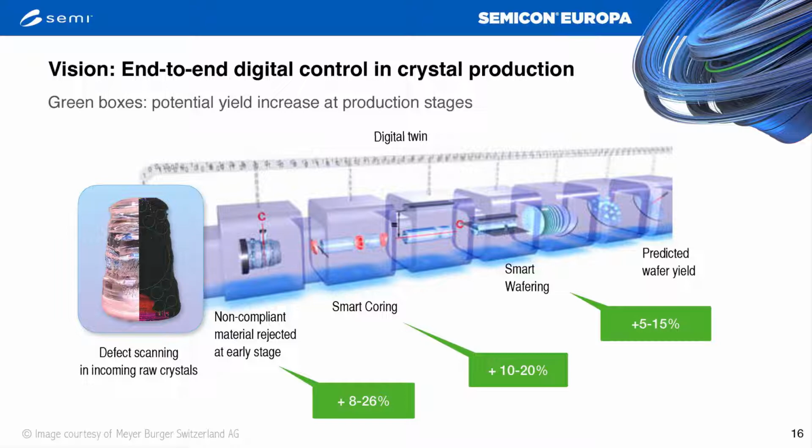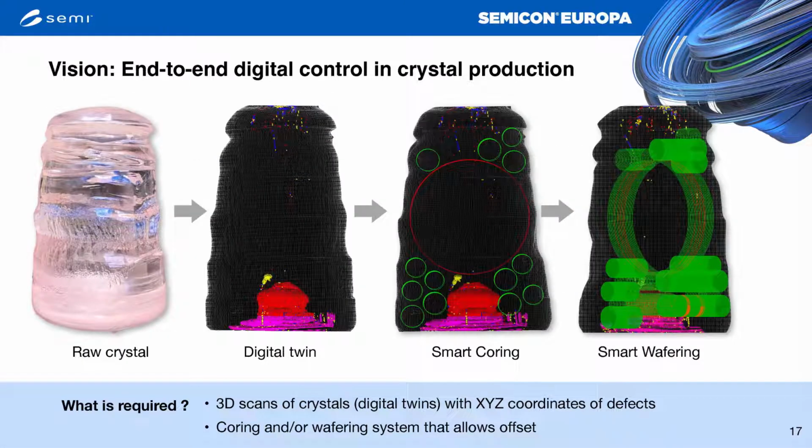The green labels show the potential increase in yield at different stages of production based on our experience with customers. The exact gain will, of course, vary for each company depending on their specific production process, crystal shape, and wafering specifications. But the main framework remains the same. A digital twin is obtained as early as possible in the production process, allowing data-driven decisions to be made at later stages. So here is what is needed for smart wafering and other optimizations.